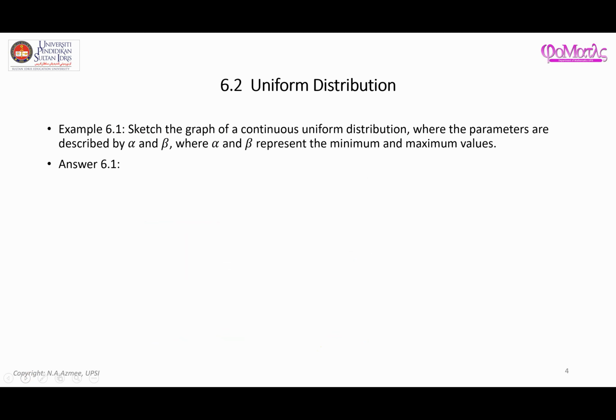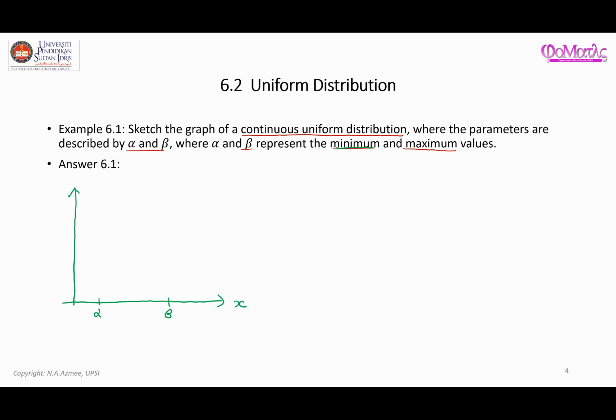But first of all, we're going to sketch the graph of a continuous uniform distribution where the parameters are alpha and beta. Here alpha represents the minimum value and beta represents the maximum value. What we need to do is sketch the y-axis and the x-axis. Here are the values of x, our random variable. You can imagine this could be the point for alpha, the minimum value, and beta could be somewhere here.